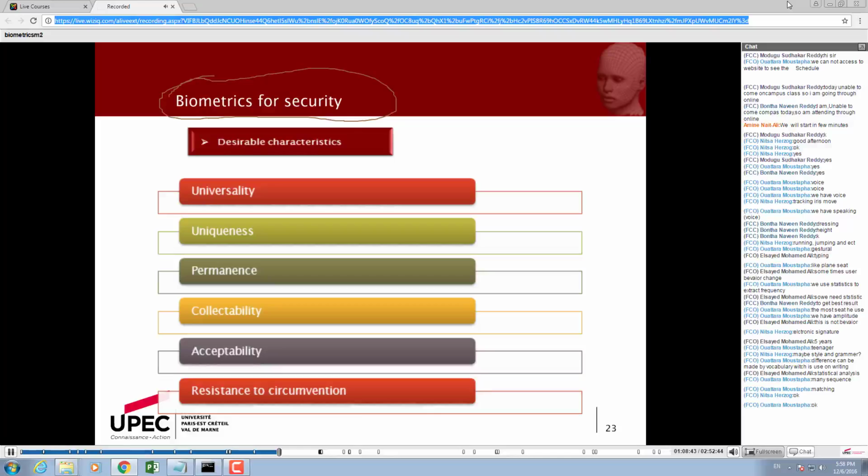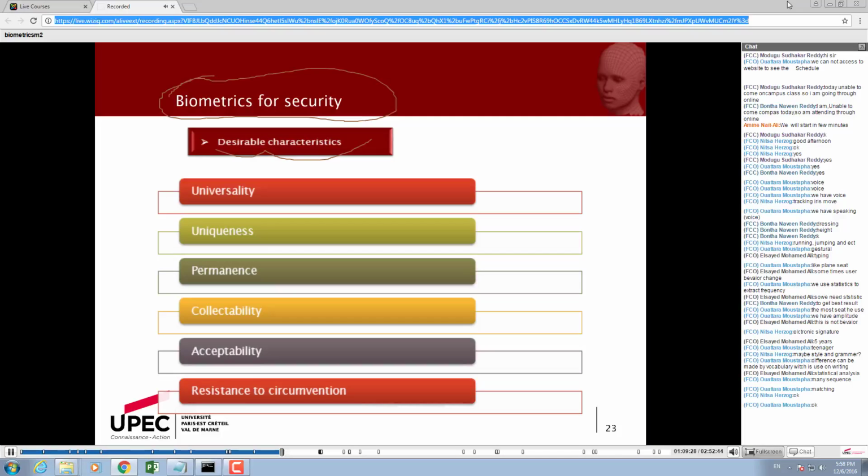Good. So now we are still in biometrics for security, and maybe some of you who were here in Master 1 probably saw this slide, but since there are some new students, it's important to remind you of what we call the desirable characteristics of biometrics. Do you remember this slide? We saw it last year.